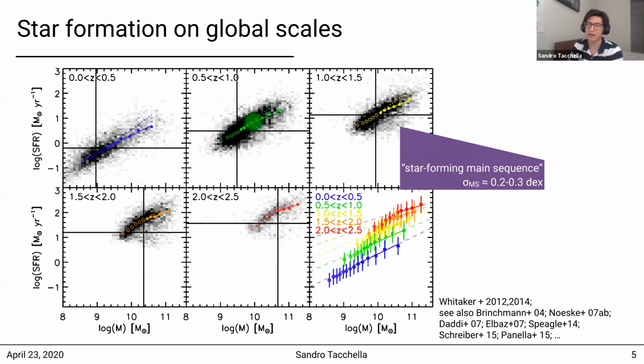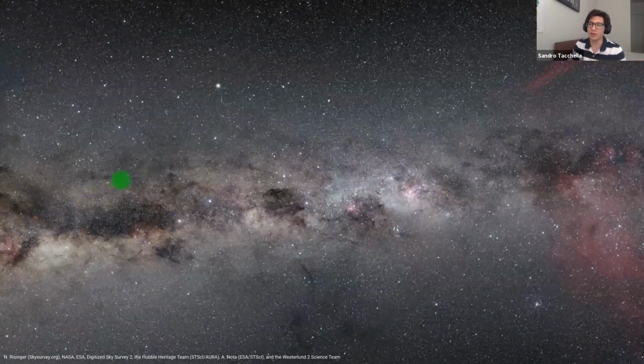And you can see that the scatter has been measured by many different people over the past years. And people usually come up with estimates of somewhere between 0.2 to 0.3 dex. And this seems to be rather mass independent, at least above 10^9 solar masses, and also quite epoch independent. So this is now basically on global scales across cosmic time.